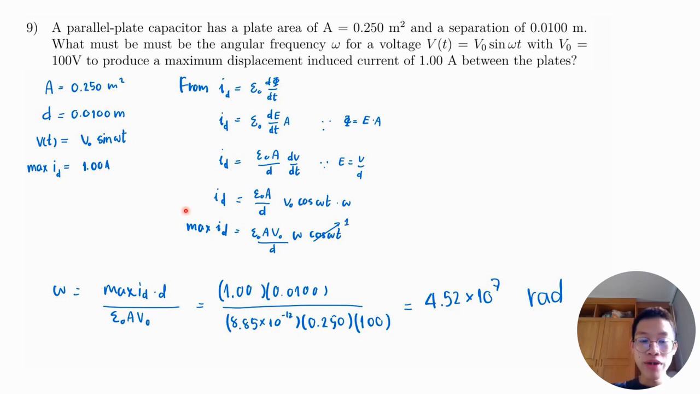After that, we rearrange the variables. We get what we need: the angular frequency equals the maximum induced current times d divided by the constant epsilon naught times area, and V0, which is constant. We put the values in and we get the answer, 4.52 times 10 to the power 7 radians per second. Thank you.